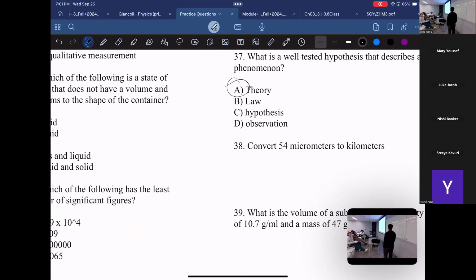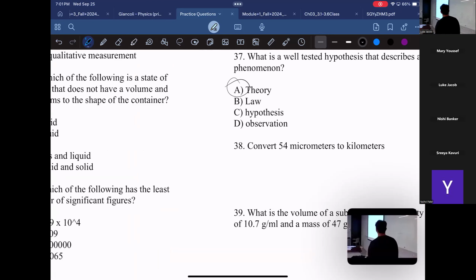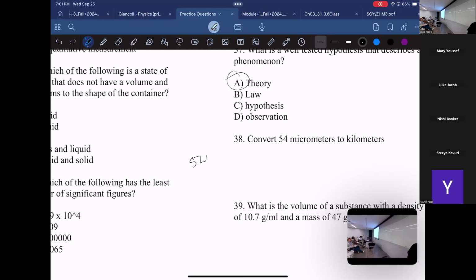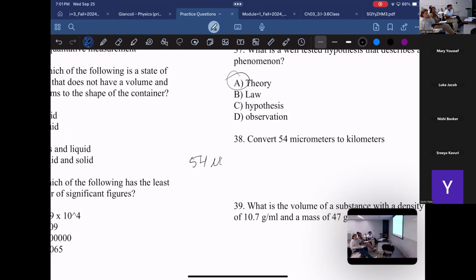Alright, does everyone know how to do this one? Do you know the conversion from micrometers to kilometers? I know, no, but I just did dimensional analysis. Good, good. Dimensional analysis is a very important skill. I'll just show the dimensional analysis really quick. So micrometers, right? How many micrometers are in a meter, guys? You know?